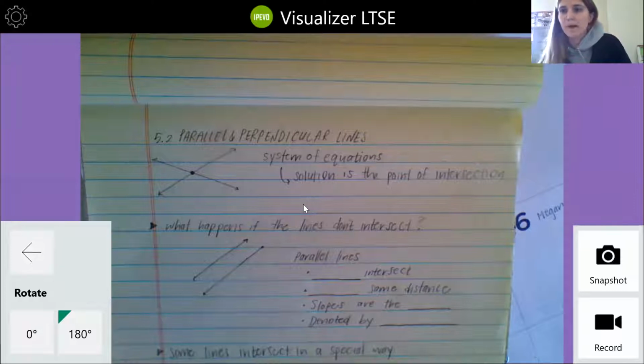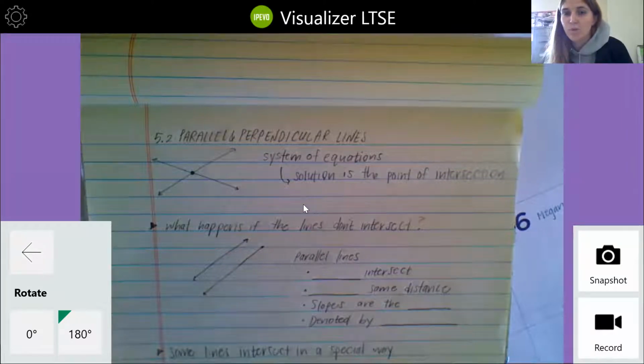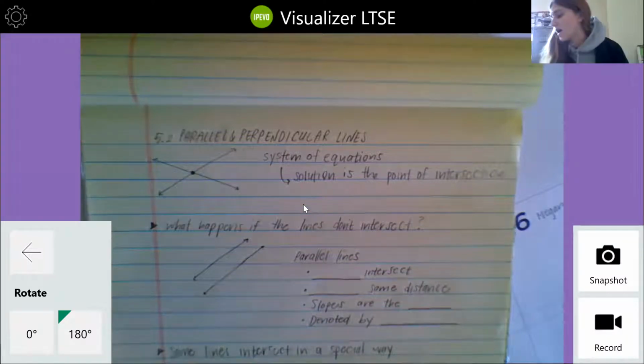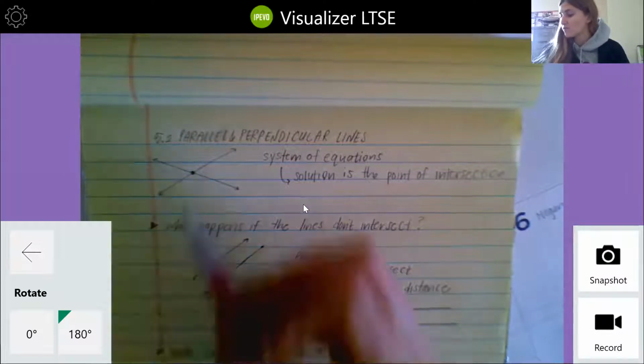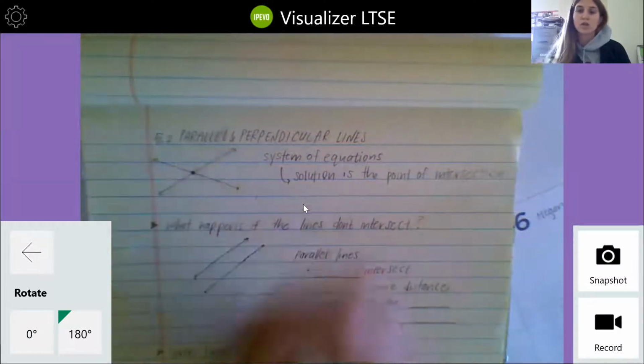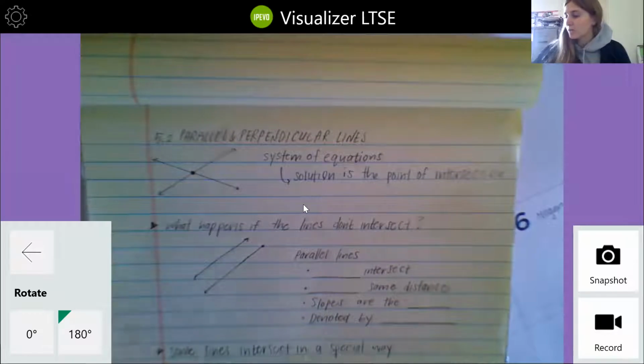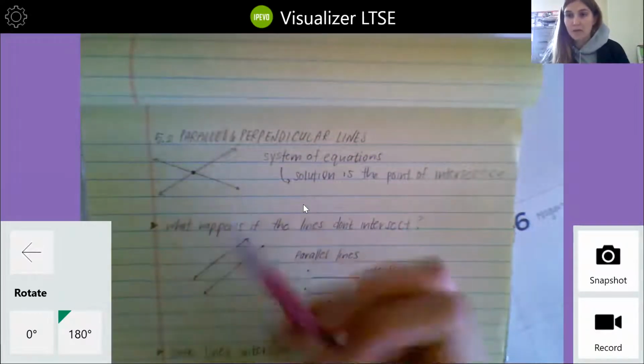Guys, we're going to talk about parallel and perpendicular lines. This is lesson 5.2. So we've been talking about systems of equations. And when we have a system of equations, what that means is that we have more than one equation, which on a graph shows up as more than one line.